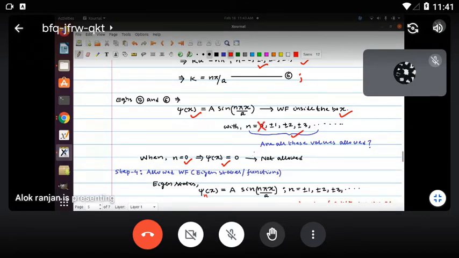Got it? And so therefore, the other values are allowed: plus minus 1, plus minus 2, plus minus 3. Since we threw out the non-allowed values and the rest are allowed, we have the allowed wave function, or eigenstate or eigenfunction, as per the definition.